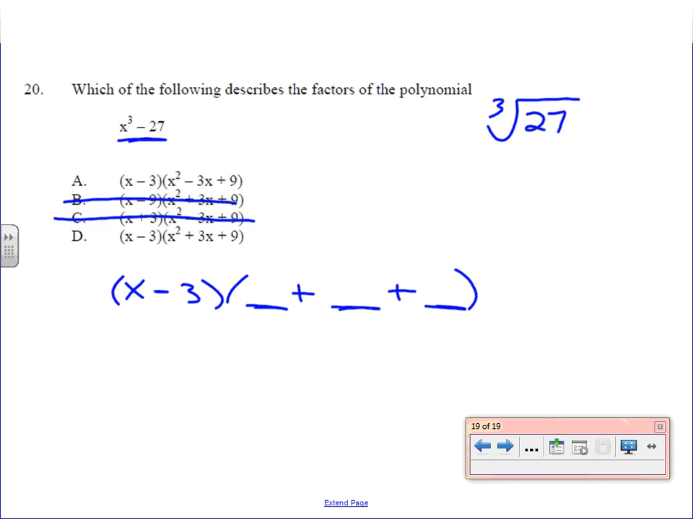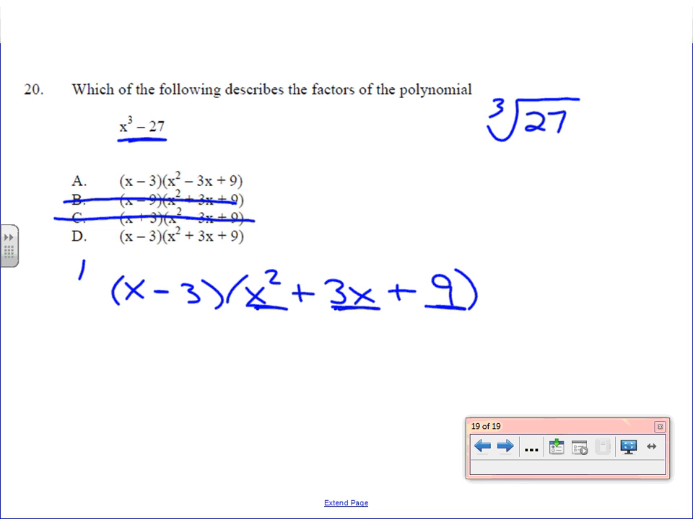Now let's find the missing terms. This first one right here, we get it by squaring the first term in the binomial. So if I square the x, that's going to give me an x squared. To get the middle term, I multiply both of these together. So the x times the 3 is going to give me a 3x. To get this last one over here, I'm going to square the last term in the binomial. So in other words, we're going to square the 3. So when you square a 3, you're going to get a 9.